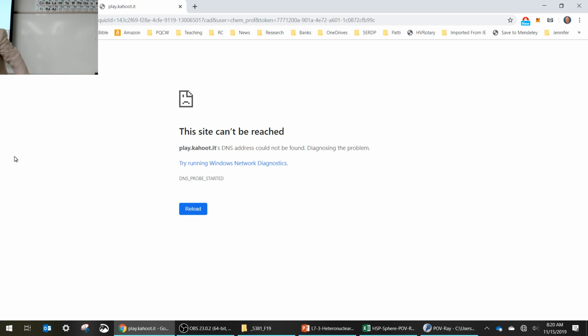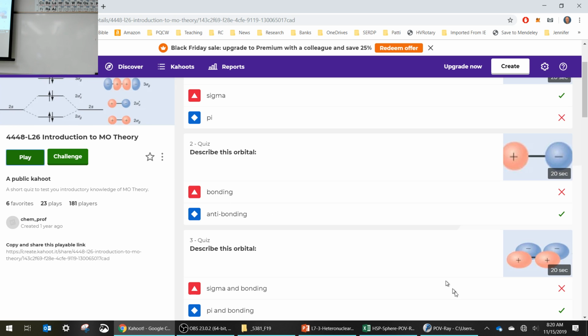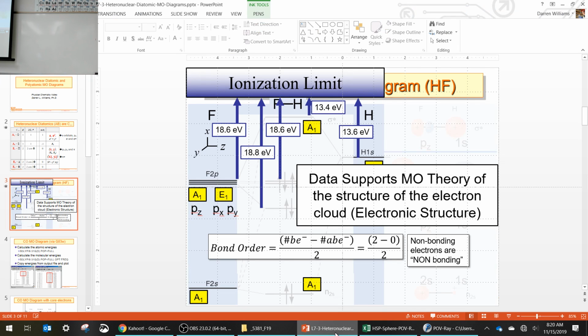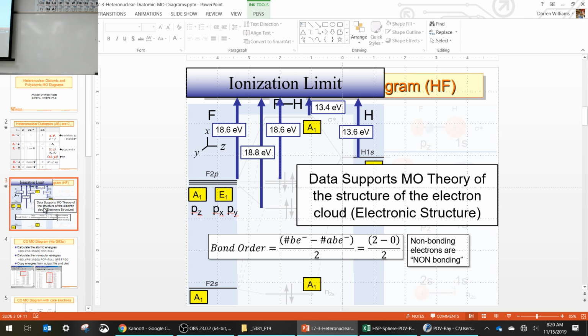These pictures are from the no internet. How about that? Huh. Well, we'll come back to that, I guess. You can put your phones back down. Yeah. Strange.